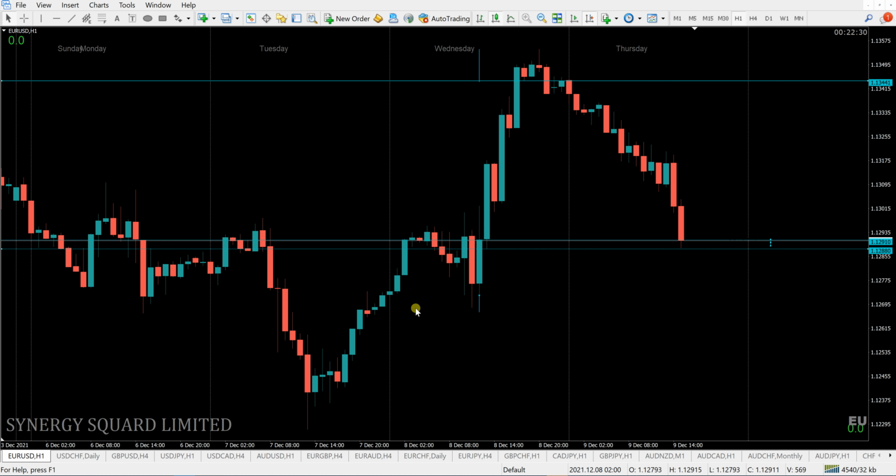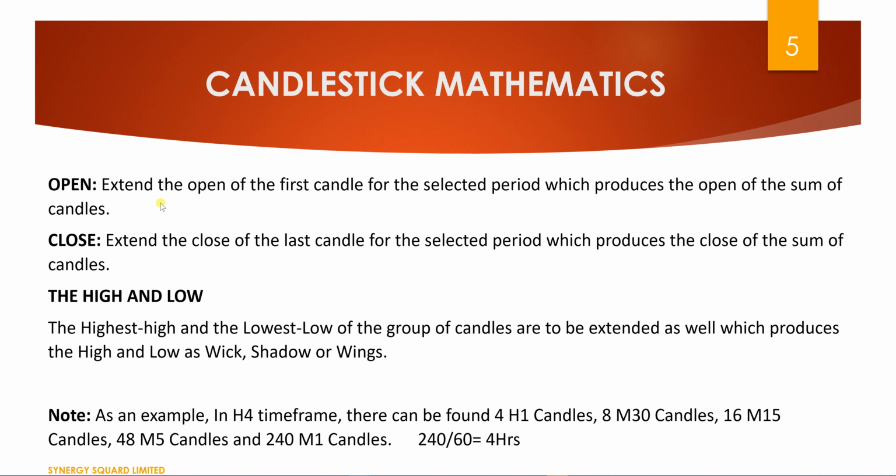So if we have to make a review, we extend the open of the first candle as the open, extend the close of the last as the close, and the highest high and the lowest low as the wick, shadow, or wings. So that is for candlestick and candlestick mathematics.